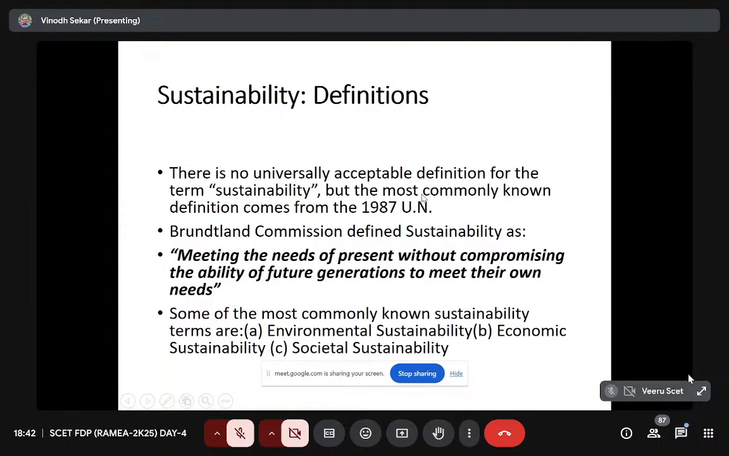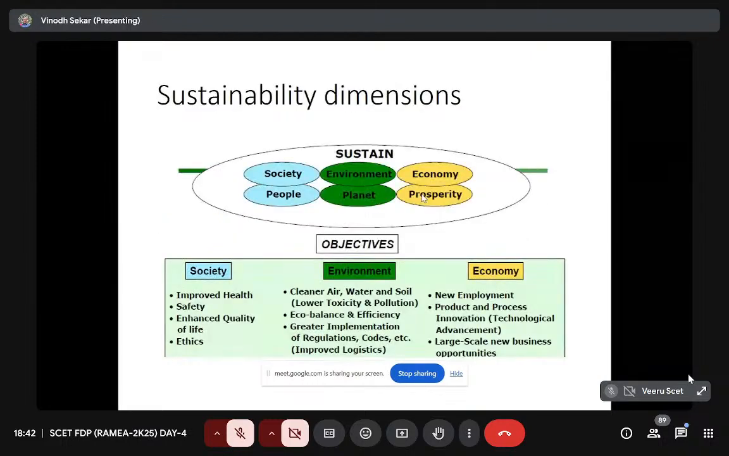So the term sustainability has to be understood. Normally we refer to the Brundtland Commission's definition of sustainability, which states that we try to meet the needs of the present without compromising the ability of future generations to meet their own needs. It has three important dimensions: environment, economic, and societal sustainability. And these three have a very strong connectivity.